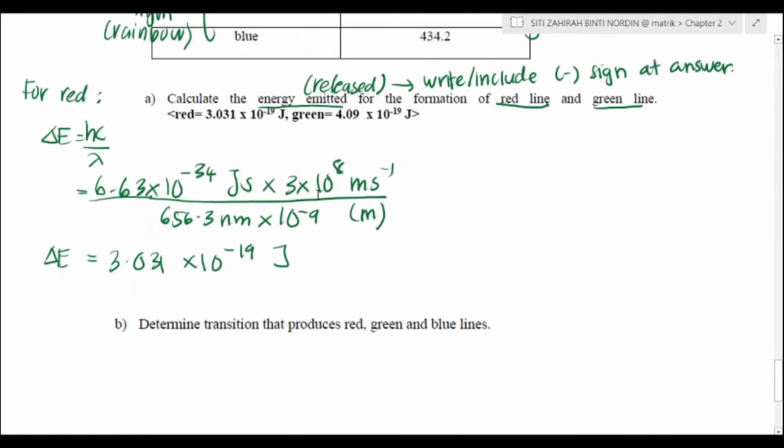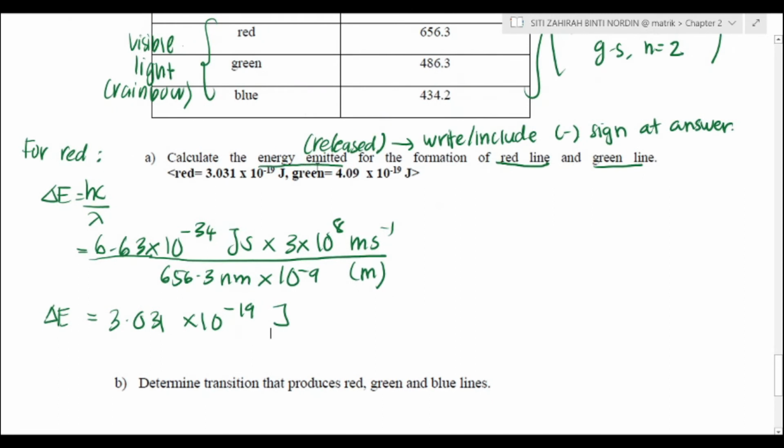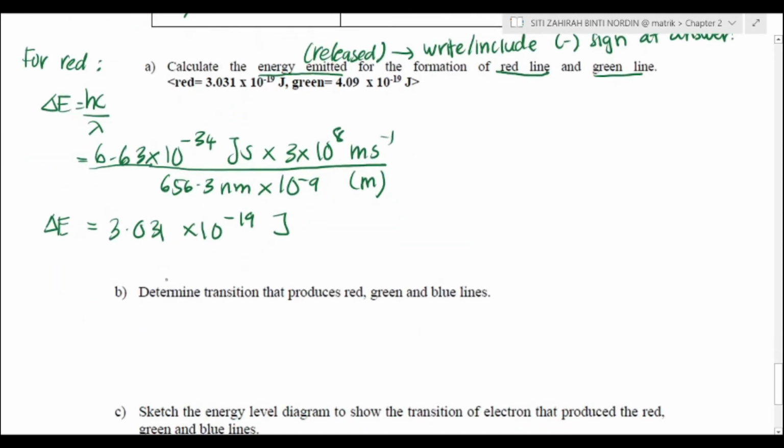Remember that the question already stated the energy is released, so you need to write a negative sign at the front of your final answer. If you don't write the negative, then your final answer is wrong. So you try for the green one. I already gave you the answer. Sorry, I didn't write the correct final answer. You should notice it by yourself.